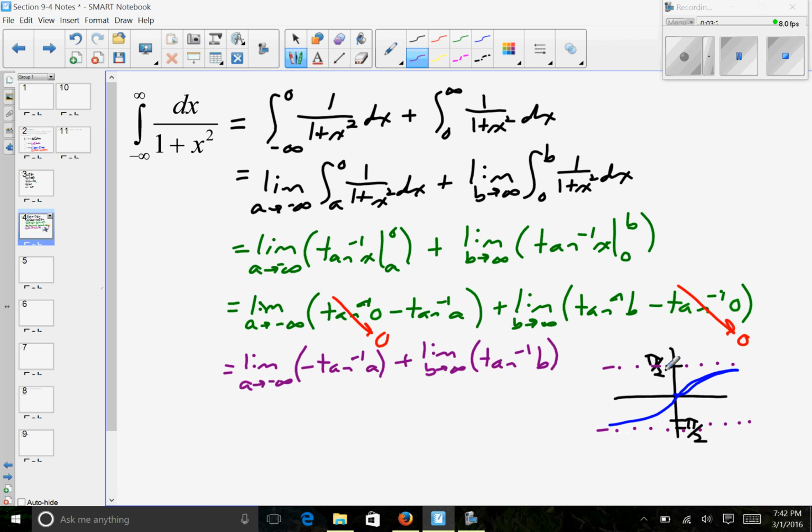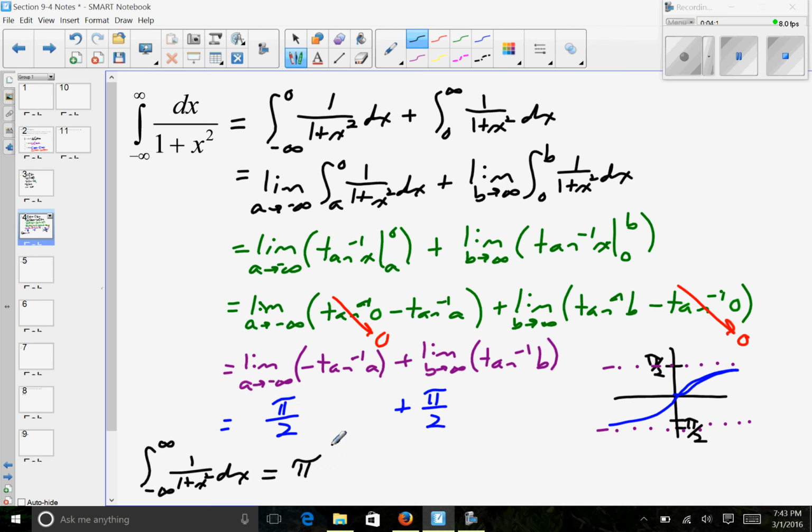So as x is approaching positive infinity, like with my b, my inverse tangent is approaching a y value of positive pi over 2. So I'm going to have a plus pi over 2 here. As my x's go towards negative infinity, the y values are approaching negative pi over 2. I'm doing the negative of that, so the negative of negative pi over 2 is positive pi over 2. And so I get that this integral from negative infinity to infinity, 1 over 1 plus x squared with respect to x, is going to equal pi over 2 plus pi over 2, which is pi.